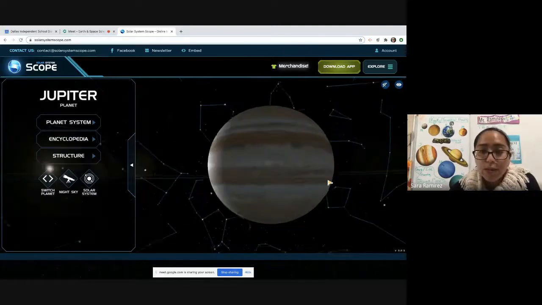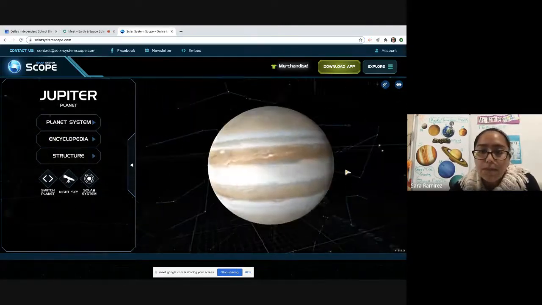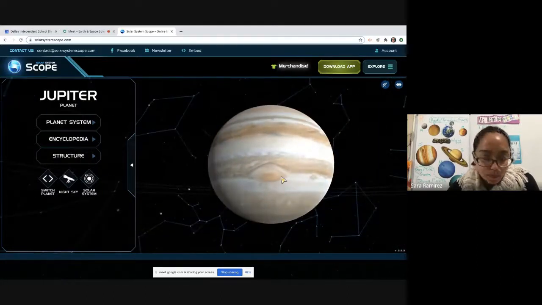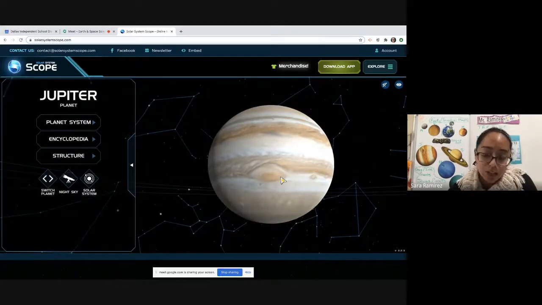It has a great red spot. Let me see if I can maybe find it as we're rotating around. There it is. So that great red spot is actually a giant storm. It's been raging for over 100 years. And if Earth was the size of a grape, Jupiter would be the size of a basketball. So that just shows you a ratio of just how massive Jupiter is compared to our own planet.